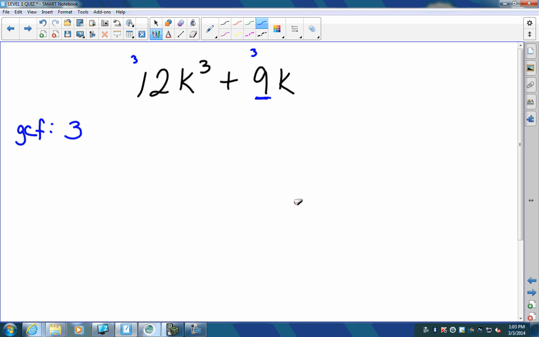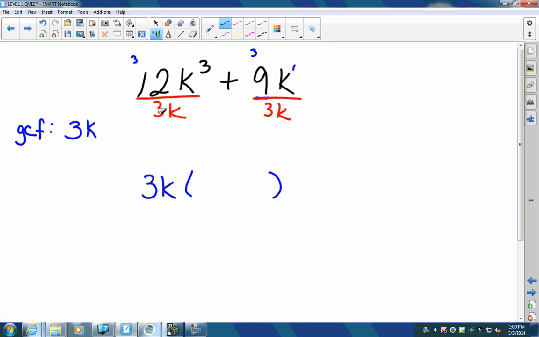Now, is there a letter in common in both of them? A K. What's the smallest exponent? A 1. There's not an exponent, it's just a 1, okay? So now we're going to pull out the GCF, 3k, and we need to write what's left. That means we're dividing everything by 3k.